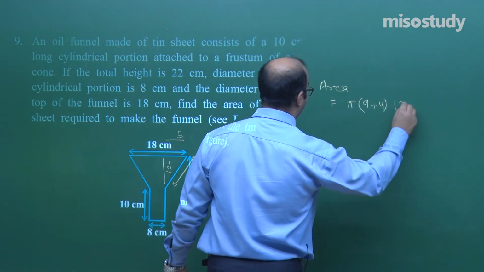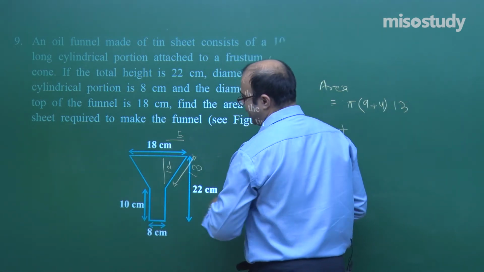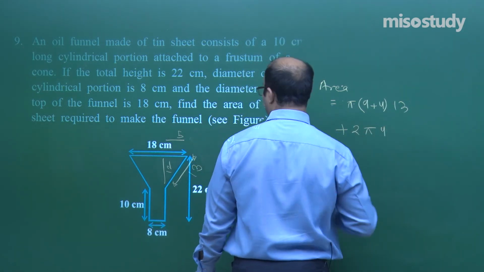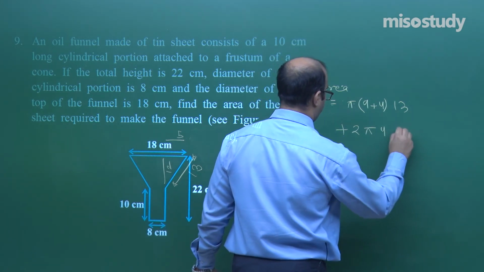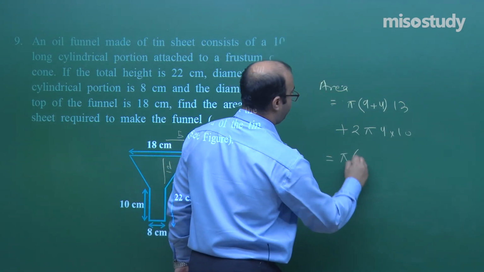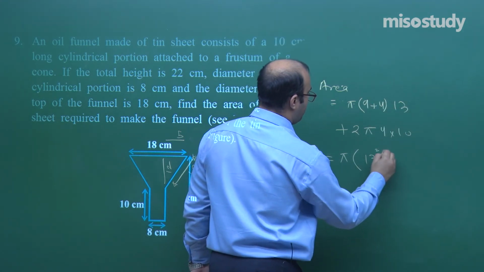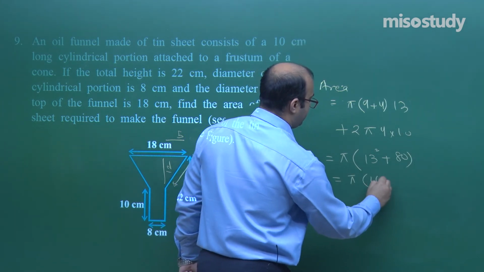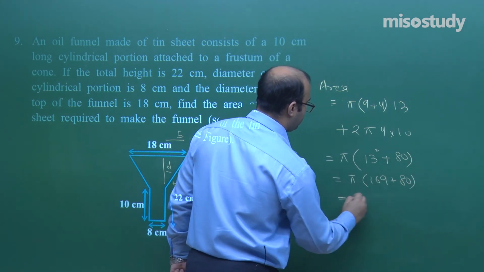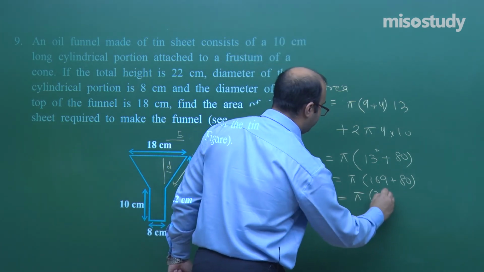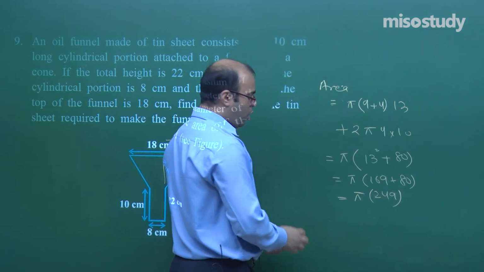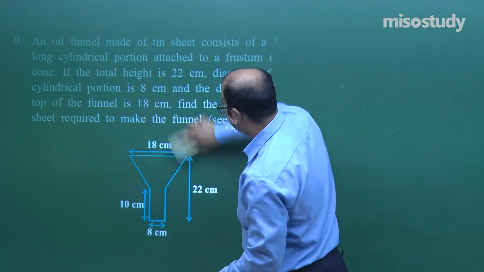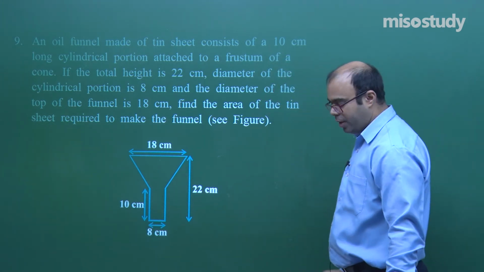So, slant height is 13, plus the curved surface area of this cylinder, which is 2 pi RH. Radius for this is 4 centimeter and height for this is 10 centimeter. So, 2 pi into 4 into 10. Let us take pi common. 9 plus 4 is 13 square here, plus 8 into 10 is 80. We can write pi into 169 plus 80. Now, 169 plus 80 is going to be 249. We can further calculate it, or we can write the answer as it is also. So, this is the area of the tin sheet which we need to make this particular shape.